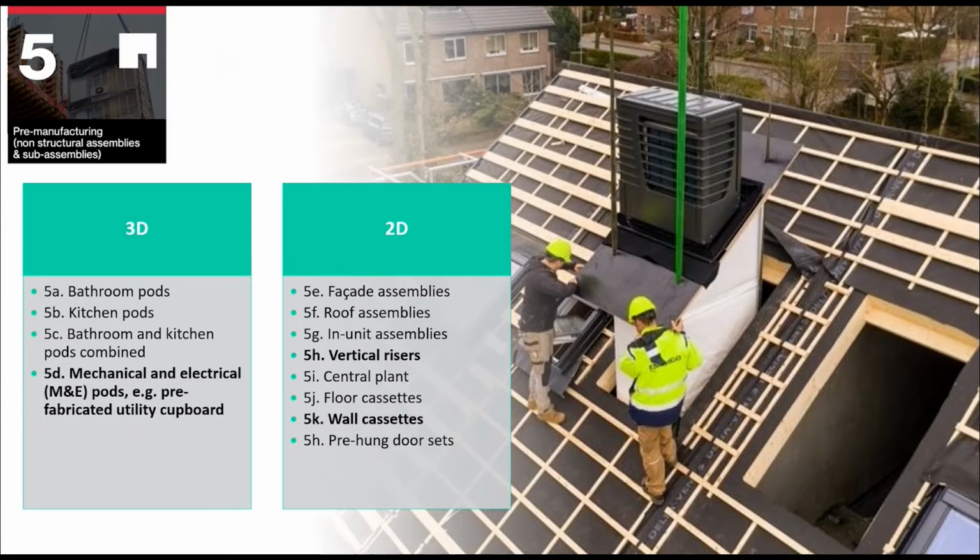The image is of a pre-manufactured energy pod by a Dutch company called Factory Zero. This is an example of a mechanical and electrical pod, or you might call it a prefabricated utility cupboard. You can see that I've highlighted 5K wall cassette. These shouldn't be confused with category 2, panel systems. 5K are non-structural wall systems, whereas category 2 refers to structural elements. And in a moment, I'm going to explain further how these different panel solutions could be applied to various archetypes for retrofit.